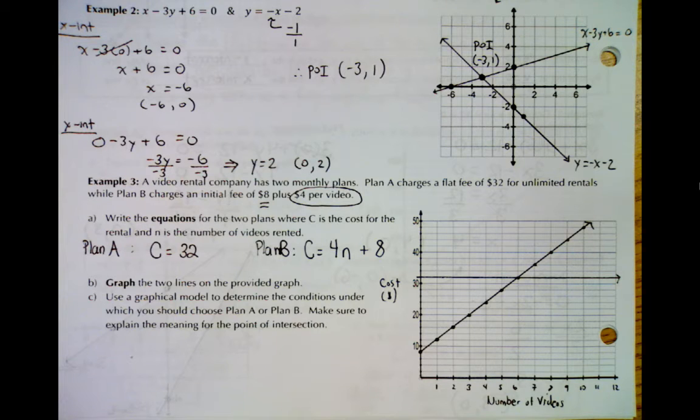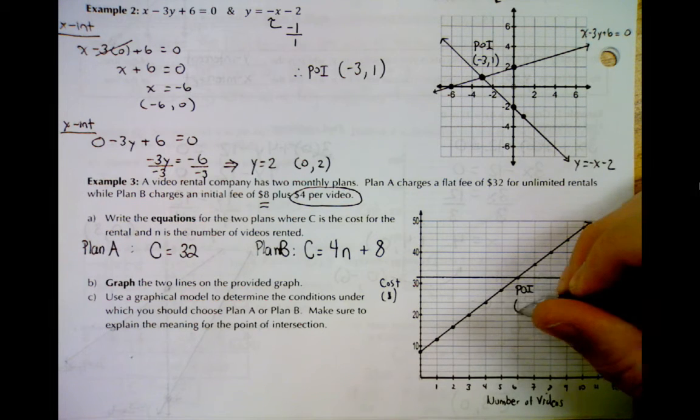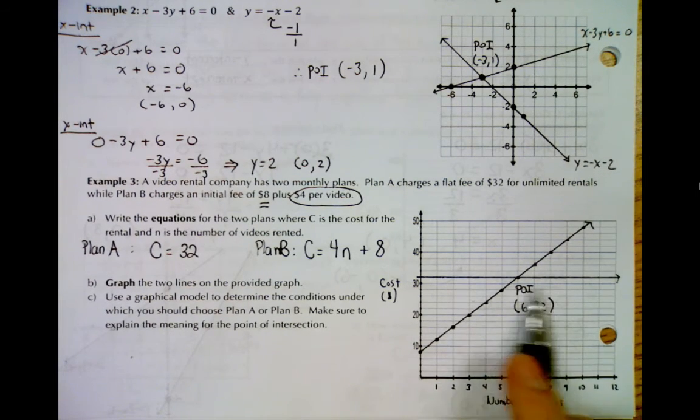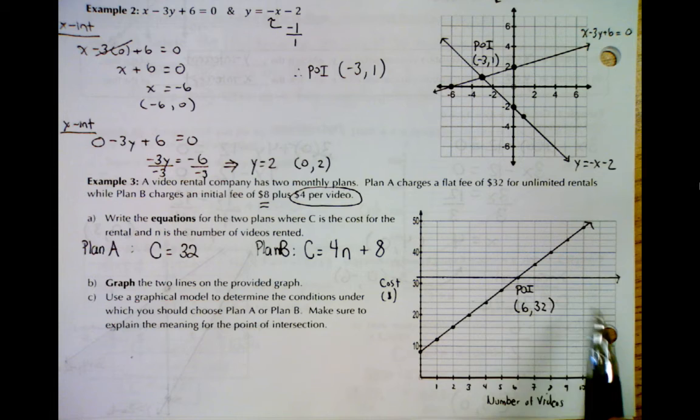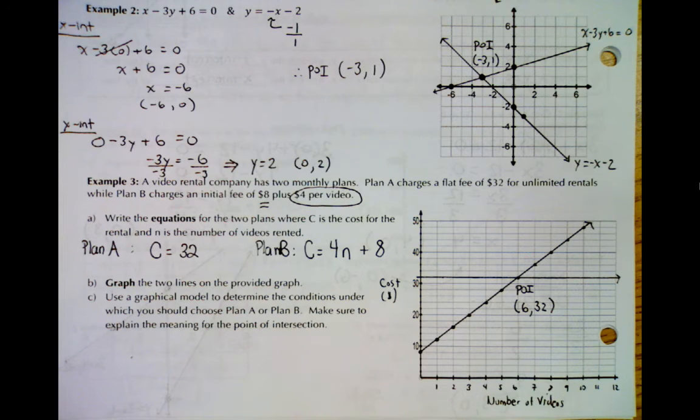Using the graphical model, determine the conditions under which you would choose plan A or plan B. Make sure you explain the meaning of the point of intersection. So here's the point where they cross, the POI, and the coordinates of that point are 6, 32. To explain the meaning of what this is, we have to just look at what 6 and 32 are. 6 is the number of videos. So 6 videos costs $32. What's significant about that is 6 videos cost $32 for both plans, Plan B and Plan A.